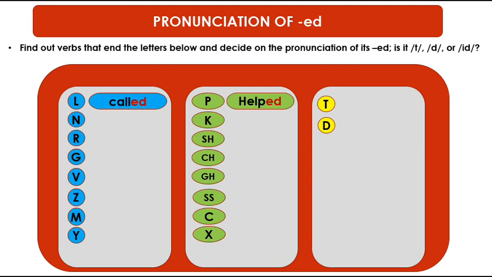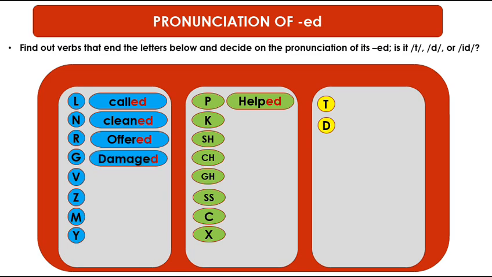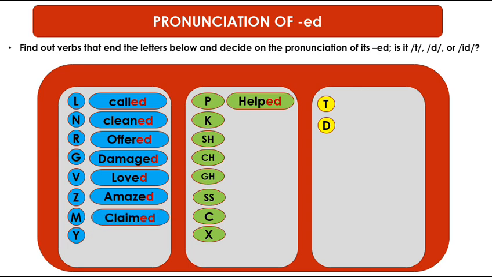Okay, we have l for call and n for what? A verb that ends in n. We have clean plus ed of simple past, of course. We have r in offer plus ed of simple past. We have j in damage and ed of simple past. We have v in love, okay. Then z in amaze. We have m in claim, and we have y in play.